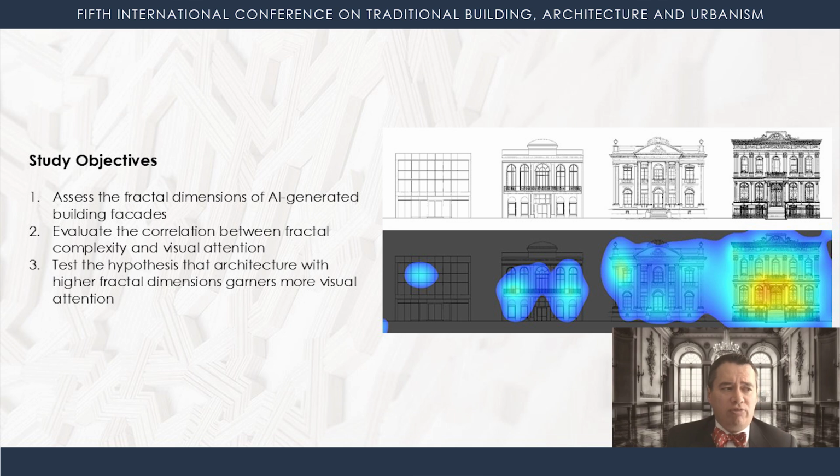So our study is threefold. First is to assess the fractal qualities and dimensions of AI-generated building facades. Second is to evaluate the correlation between fractal complexity and visual attention. And third is to test the hypothesis that architecture with higher fractal qualities actually garners more visual attention.